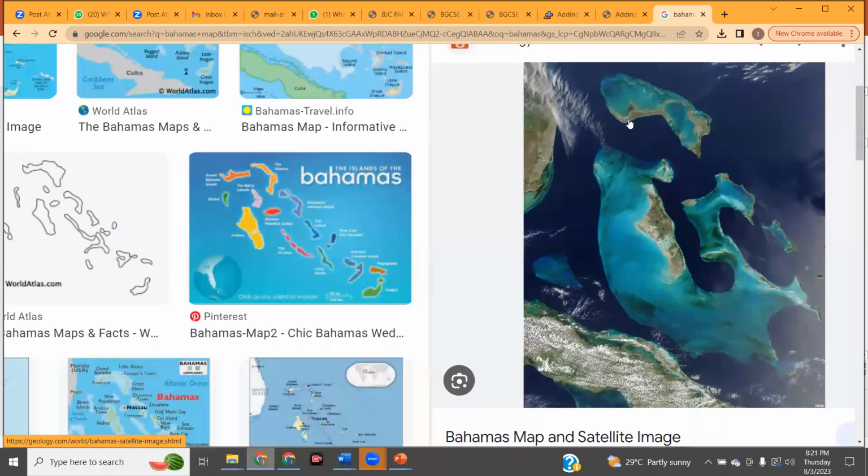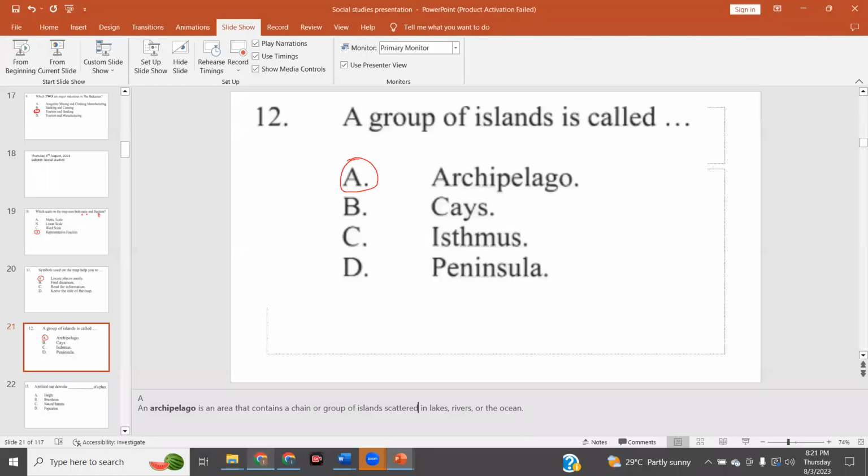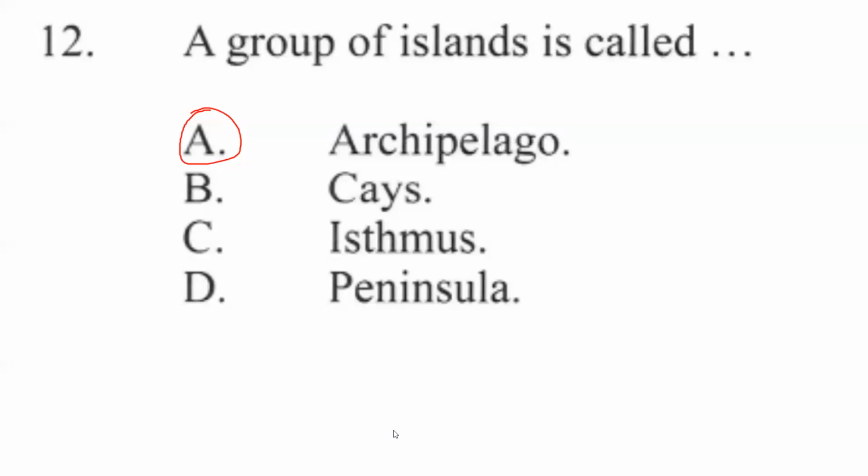What is this island? Anyone know? Grand Bahama. Grand Bahama, very good. What is this island? Abaco. Abaco, very good. What is this island? Andros. Andros, very good. What is this island? Nassau. New Providence. Okay. So we are an archipelago. Very pretty waters. All right, number 12.